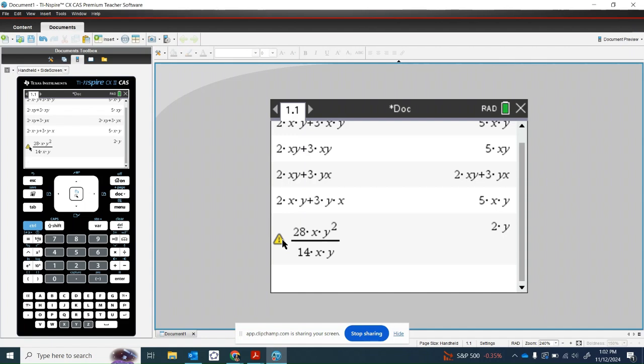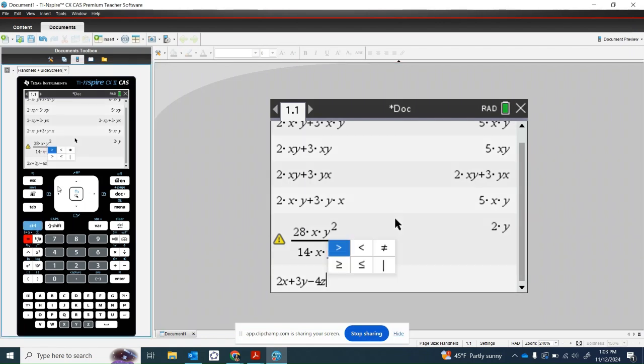All right, I could evaluate any expression. So let's say I wanted to take 2x plus 3y minus 4z, and I want to plug in what x is, what y is, and what z is. I need the vertical symbol here. It's above this. So if I hit control equals, I want this.